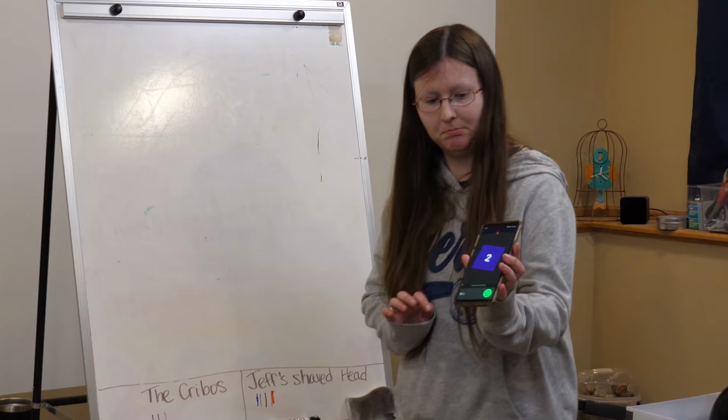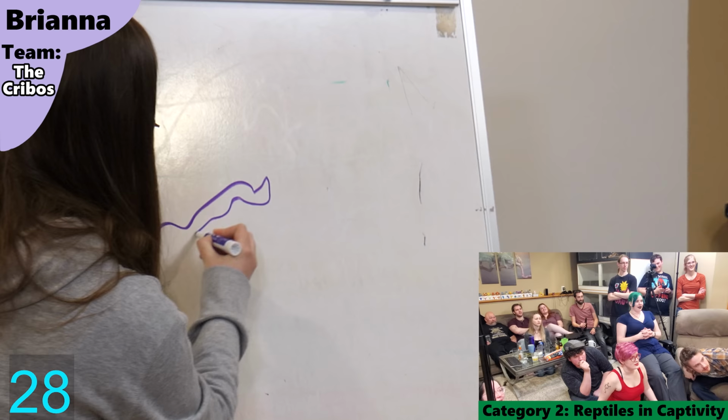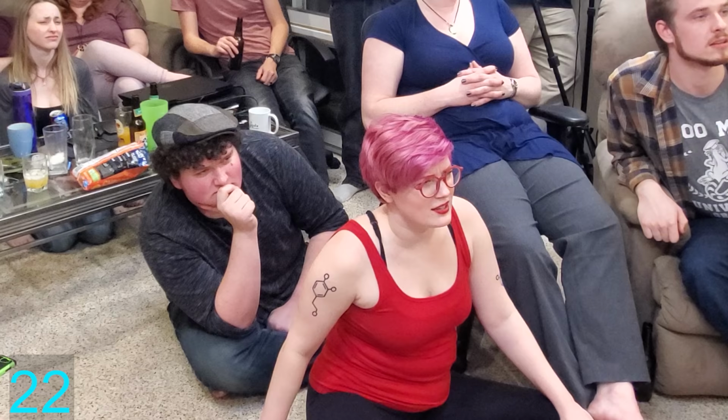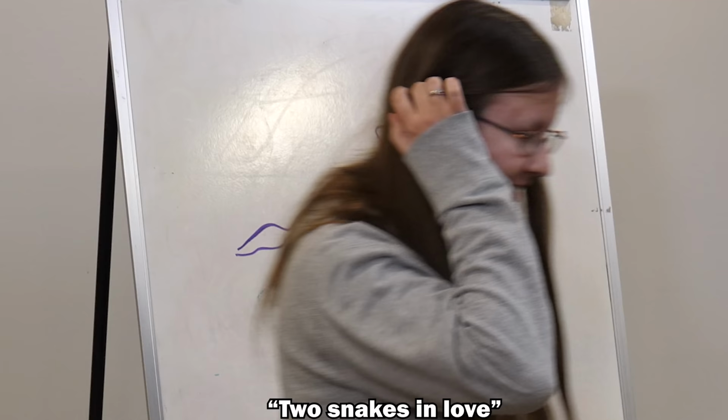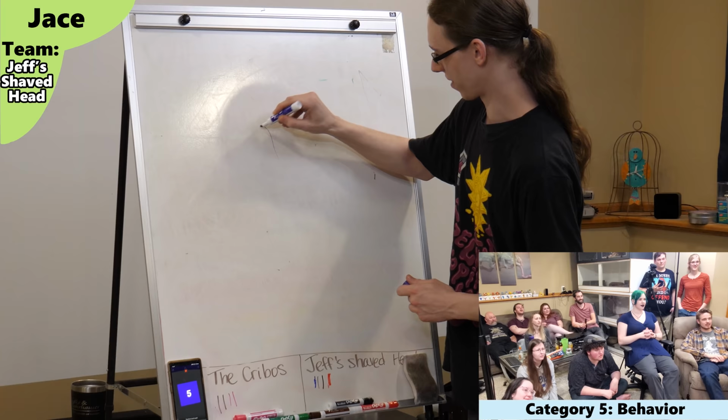Alright, we got a two. Perfect. Three, two, one. Okay, it's a snake. Look at all y'all snakes. They all look mating, like hog noses. Yeah, mating, breeding. Two sticks in love. The blind snakes. Five. Perfect.